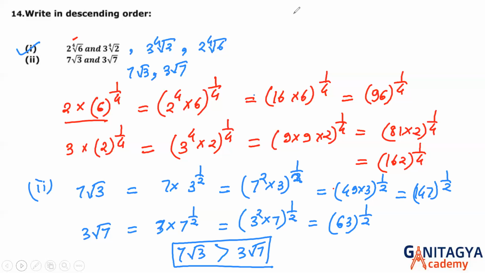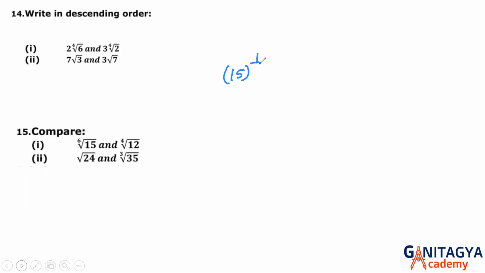Please write it down. Next one. So the next is to compare these two numbers. Again we have to write down. Okay, this is a very nice question. So now we have to compare which number is greater and which is smaller. One question I'll do, the second question you will do. So first, the first question is 15 raised to 1 upon 6. And the second question is 12 raised to 1 by 4.